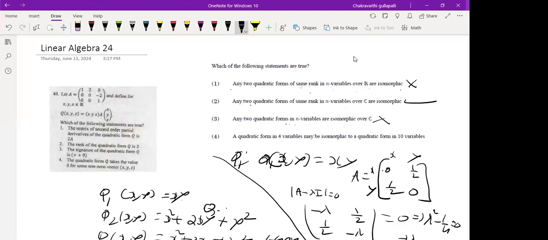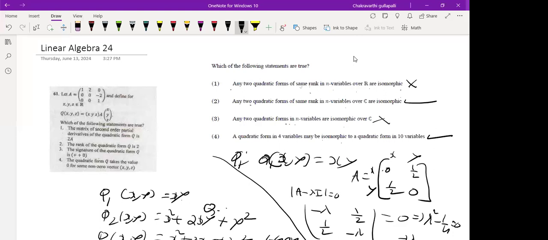A quadratic form in 4 variables may be isomorphic to, maybe meaning maybe or maybe not. Can you give an example? If there is an example where one in 4 variables is isomorphic to one in 10 variables, we say they are isomorphic to each other. For this, I will give an example. Yes, maybe, and not all the same, but we can create an example.